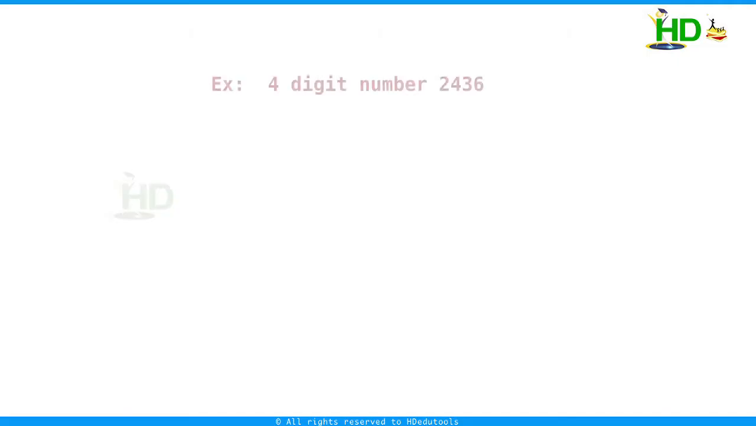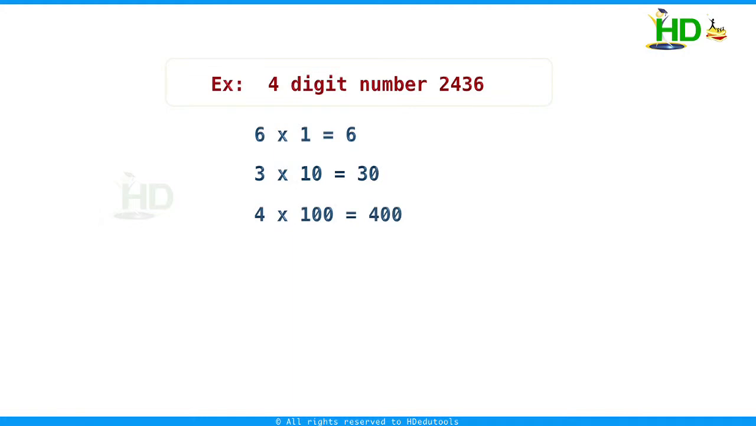For example, consider a 4-digit number 2436. If we observe this number, here the number 6 is in 1's place. Therefore, its value is 6 into 1, that is equal to 6. Here the number 3 is in 10's place. So its value is 3 into 10, that is equal to 30. Here 4 is in hundreds place. So its value is 4 into 100, that is 400. Here the number 2 is in thousands place. So its value is 2 into 1000, that is equal to 2000.